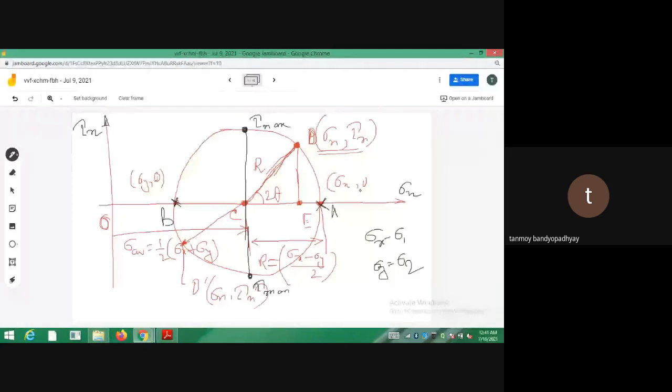Understood? From the Mohr circle you can directly determine the value of the maximum shear stress. You only have to draw one line parallel to the tau n line, and wherever it intersects at the top point, let's give it a name. I'm calling it f, and this point f prime. So f and f prime are the points that carry the maximum shear stresses.